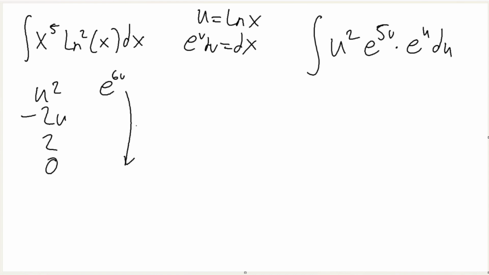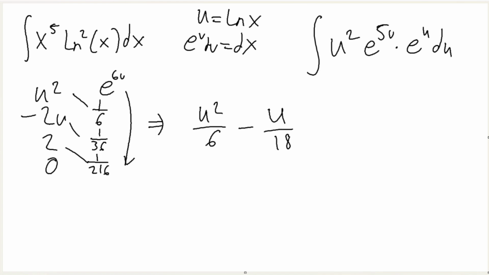And it's going to repeat the same thing, except we have the coefficients now. 36, 6 to the power of 3, 216. I'm not a math Olympiad, so I don't know, but that's what I'm guessing. So now this is u squared over 6 minus u over 18 technically, and then plus 1 over 108. All of this is multiplied by e to the 6u.